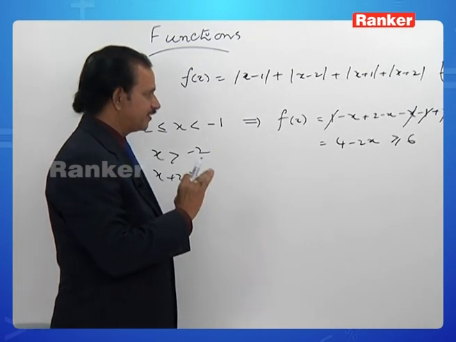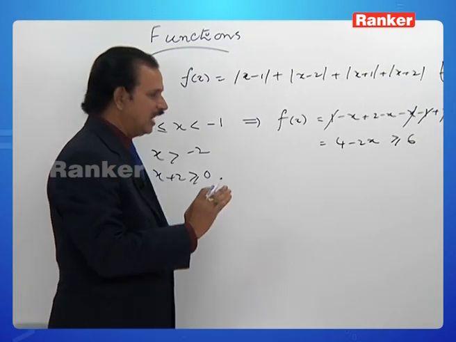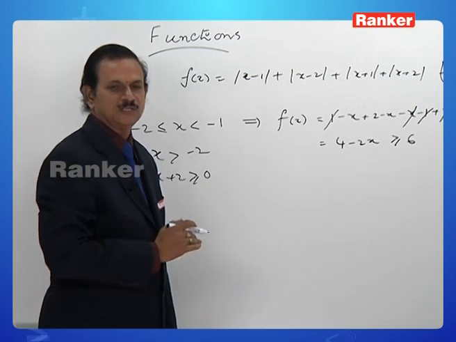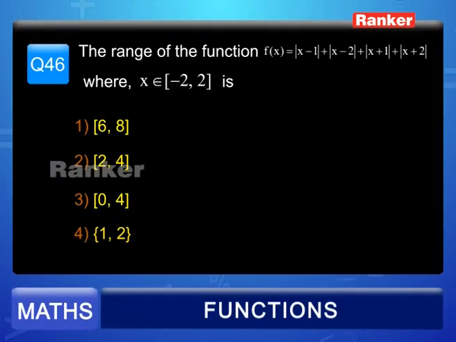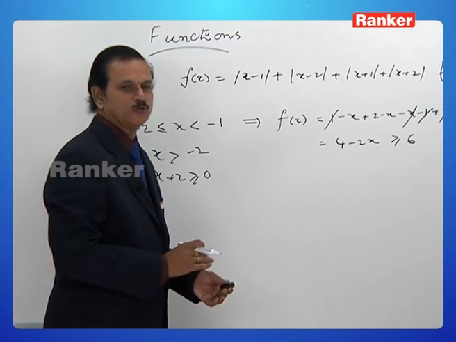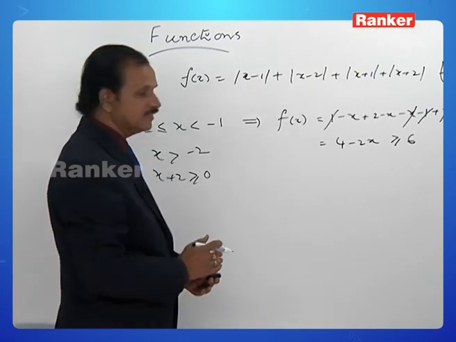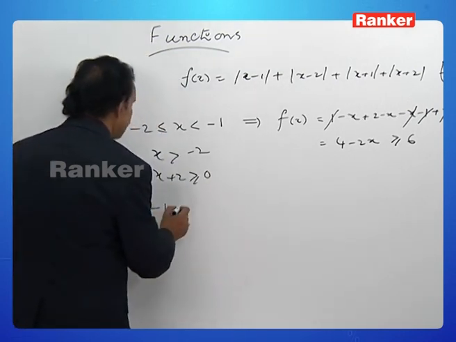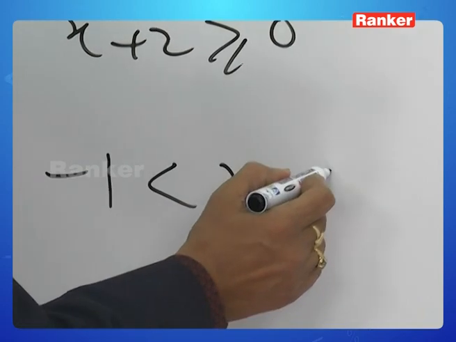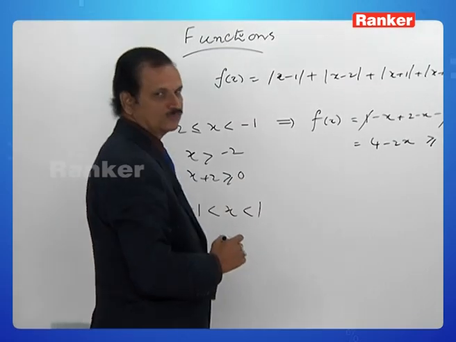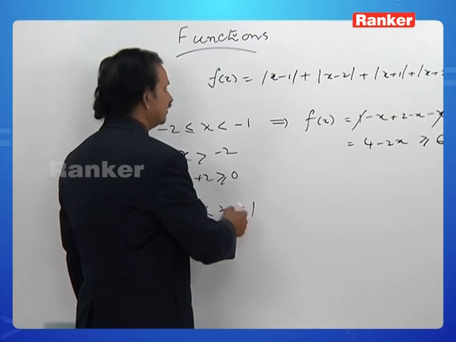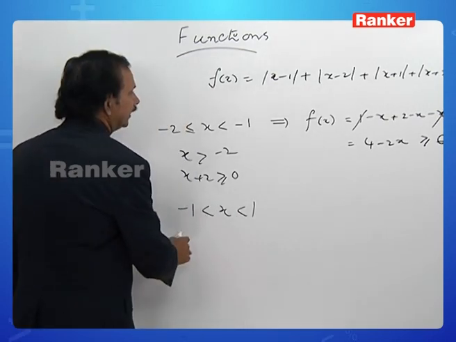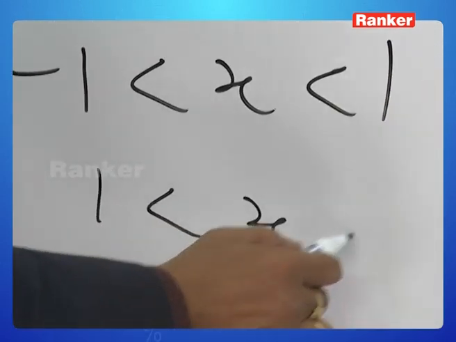Therefore, the range definitely lies above 6. Among the given options, the interval which lies above 6 is the first option only. That is the easy way to trace it. It can be made clear even if you consider the remaining cases also. That is minus 1 less than x less than 1, and one more, 1 less than x less than 2. What happens in these cases?